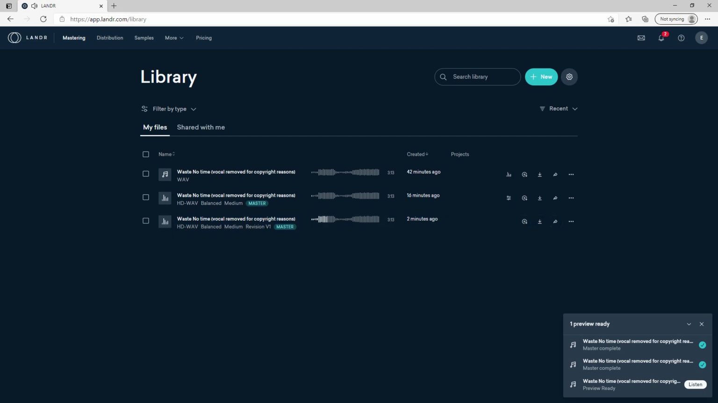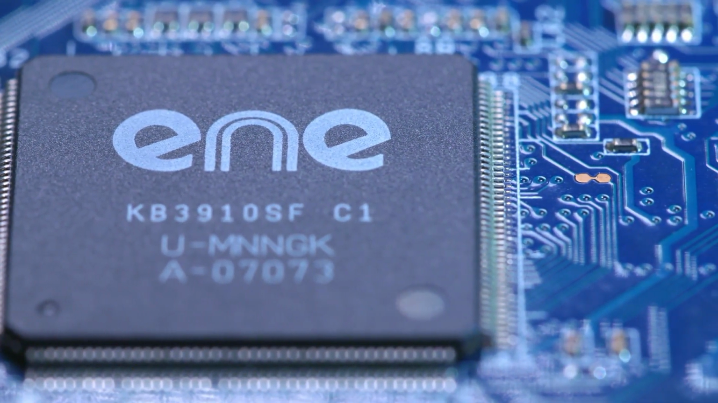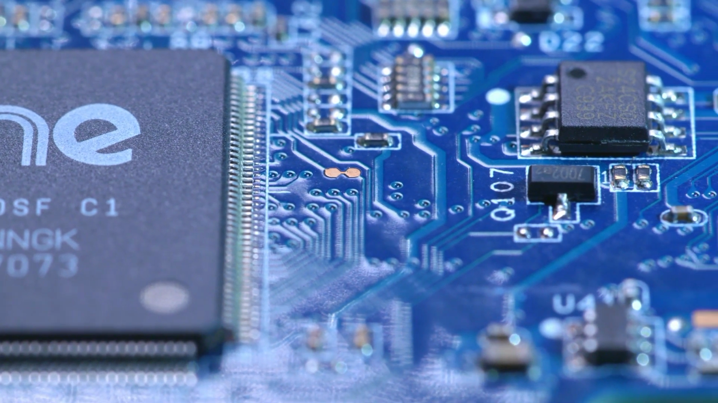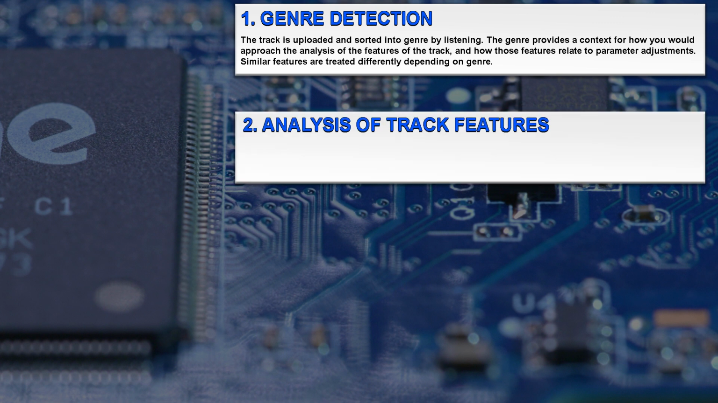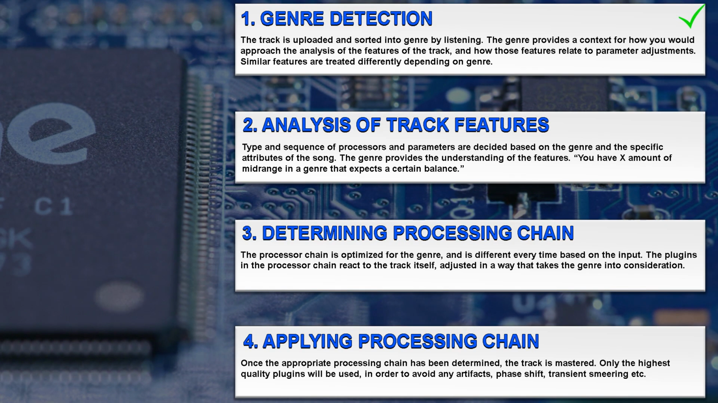So, how exactly does all this work? The very first thing the engine does when you upload a track is to analyze it to figure out what genre it is. The detected genre then provides a context for how you would approach the analysis of the unique features of the track and how those features relate to parameter adjustments. Type and sequence of process and parameters are decided based on the genre and the specific attributes of the song.